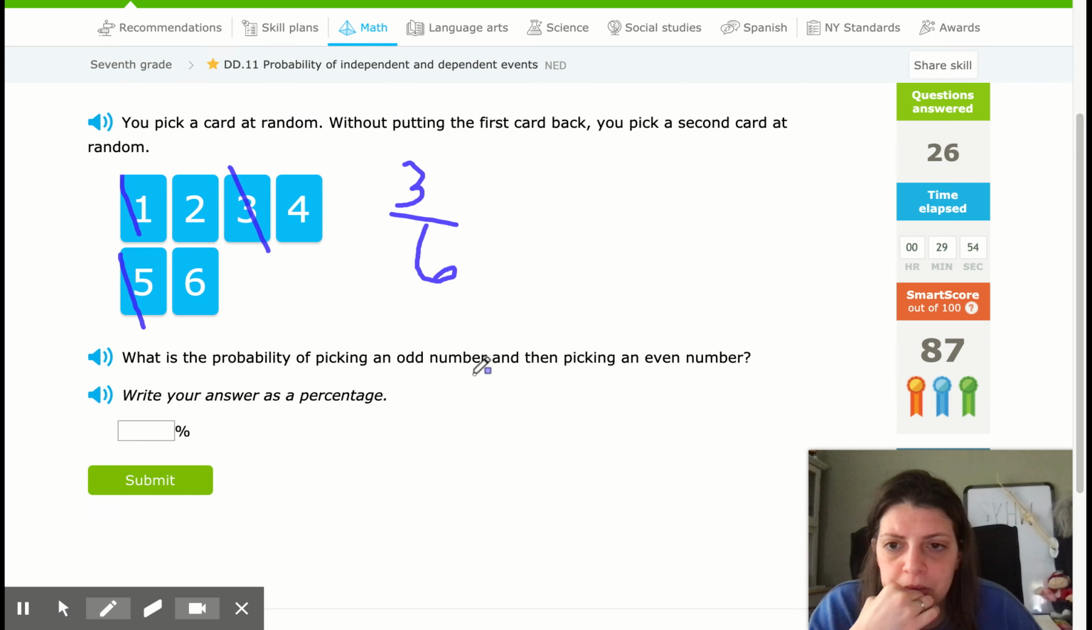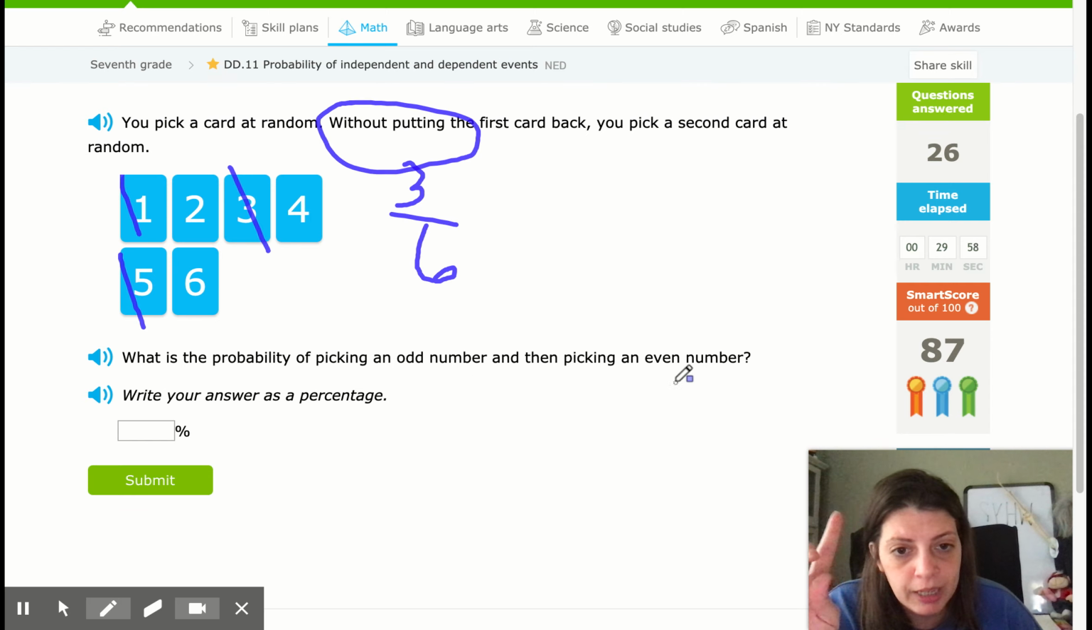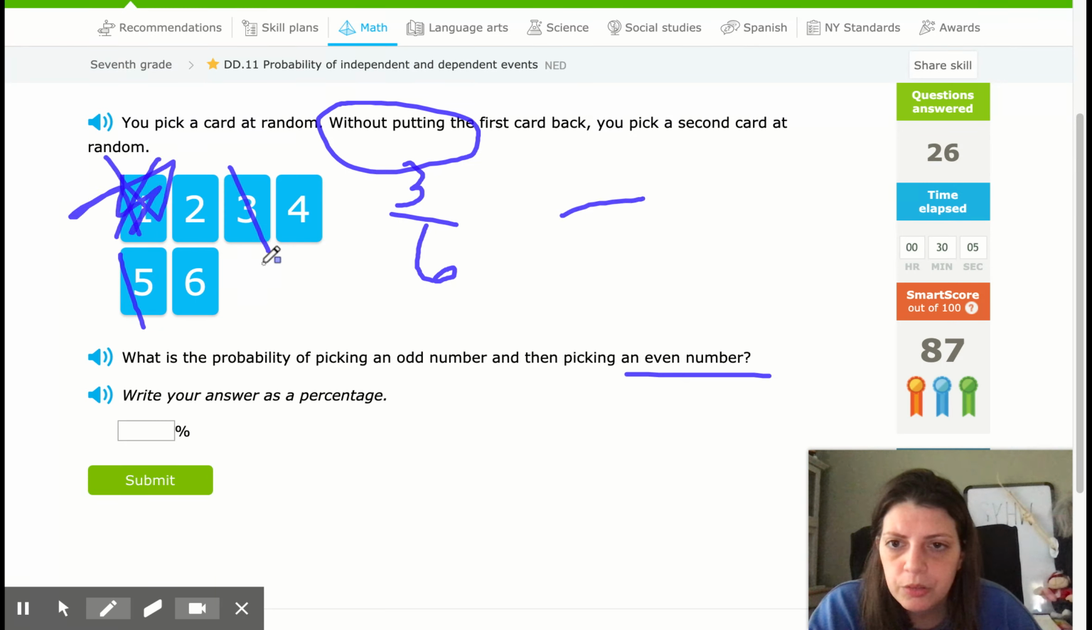Picking an odd number, there's 3 out of 6 of them, and then I'm not going to put it back. Remember, go back and read when you get distracted. So now, let's say I got rid of this card, and there's only 5 cards left, and I want an even number. So there's 1, 2, 3 even numbers. So it's 9. I have to make this a percent.